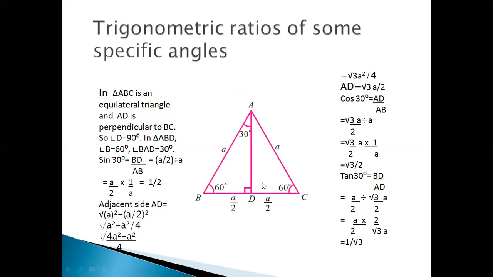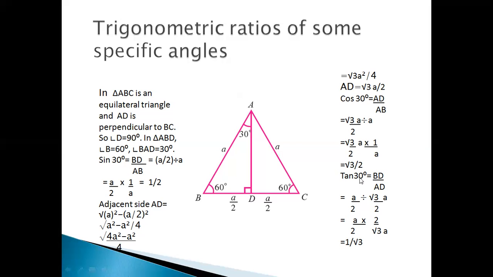Now find out cos 30. The cos 30 formula is, to this 30, adjacent side is what? AD. Adjacent side is AD. Hypotenuse is AB. So AD by AB. That is, AD value we got as root 3 by 2 A, divided by AB, which is A. Now convert this division into multiplication. So root 3 by 2A into A by 1 will become 1 by A. Again, the A's get cancelled. So we got the value as root 3 by 2. So sine 30 is 1 by 2 and cos 30 is root 3 by 2.